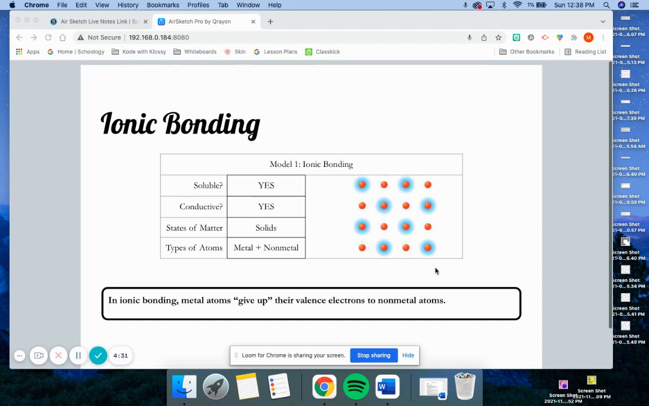Ionic bonds are soluble, meaning that they dissolve in water. They are also conductive of electricity when they are dissolved. Ionic bonds are typically found in solid compounds, and both metal and non-metal atoms need to be involved in ionic bonding, just like we saw in chapter 4. This is because metal atoms will give up their valence electrons to nonmetal atoms. One will become positively charged cations, and one becoming negatively charged anions.